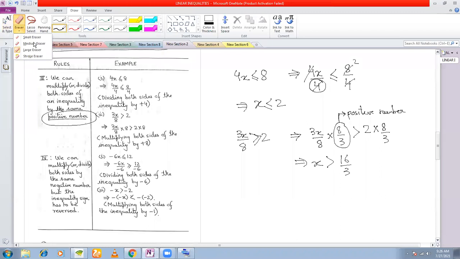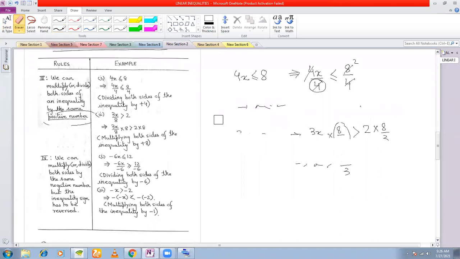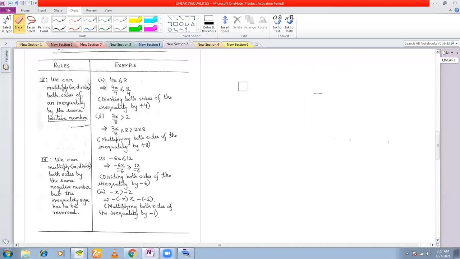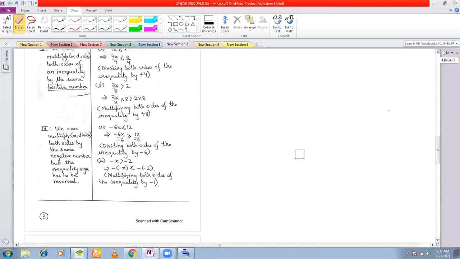And another rule is that when we are multiplying or dividing both sides of the inequality by the same positive number, the inequality sign does not change. But when we are multiplying or dividing the inequality by a negative number, then the inequality sign changes. For example, let us say minus 6x less than or equal to 12. Here, most of you make your mistake. And here you need to be careful.